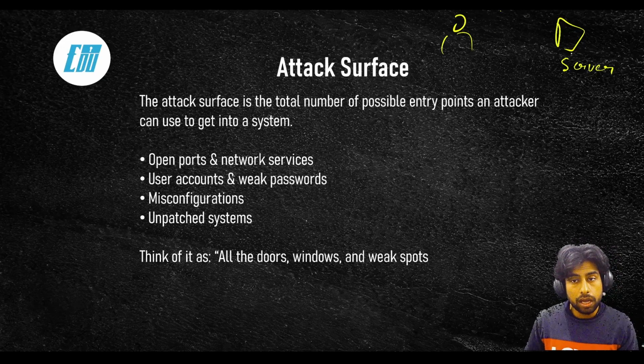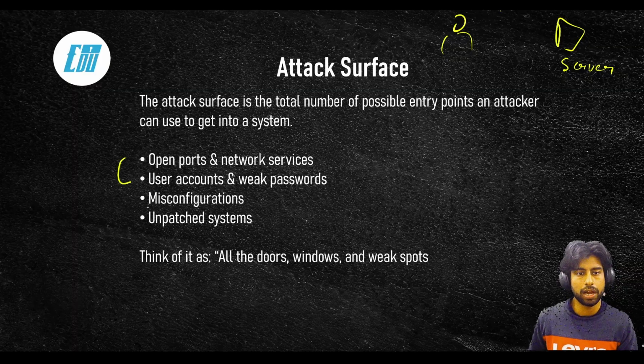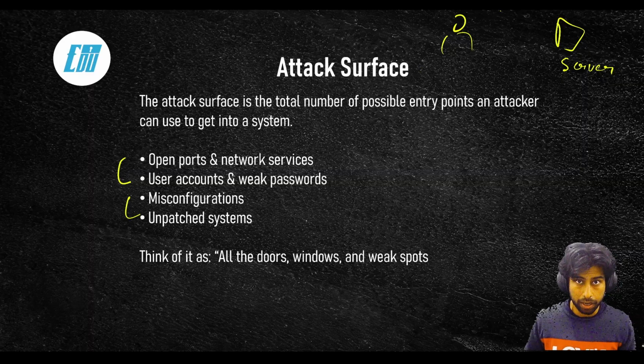And this server is an attack surface. Its areas, its ports, and these kinds of things. Like it's listed here: open ports, user accounts, misconfiguration, unpatched systems. They're basically the attack surface. It's the whole area where an attacker can get into a system by attacking, whose target is to destroy, get credentials, or get money, whatever their purpose is. But overall, that is attack surface.